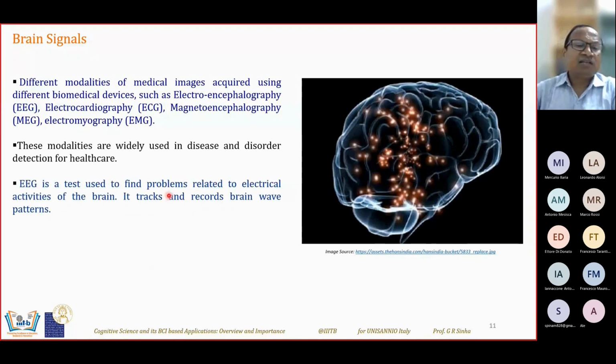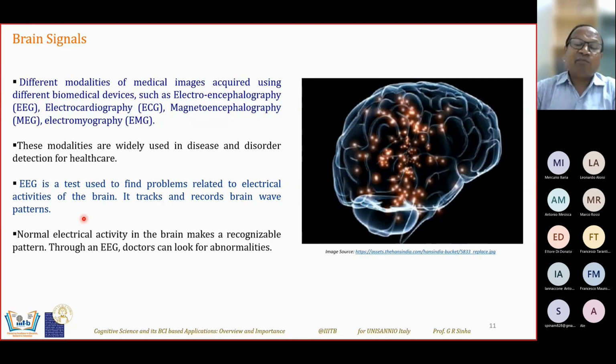EEG is a test that is generally used to find problems related to electrical activities in the brain. And how do we study the electrical activities in the brain? It is used to track and record the brain wave patterns. So I will tell you, if a particular pattern deviates from normal, we will understand that there is something wrong. This is how EEG can help you in tracking the different kinds of patterns.